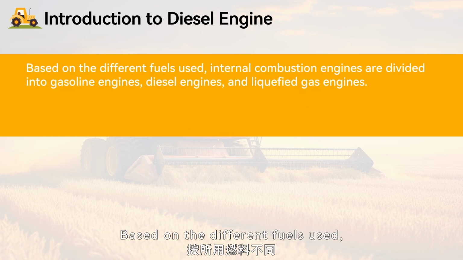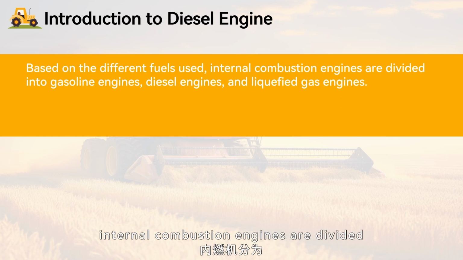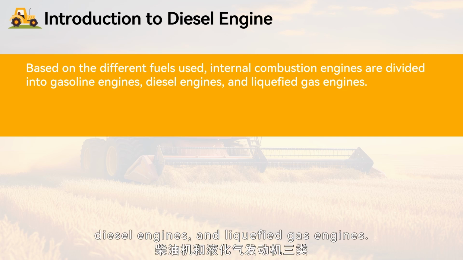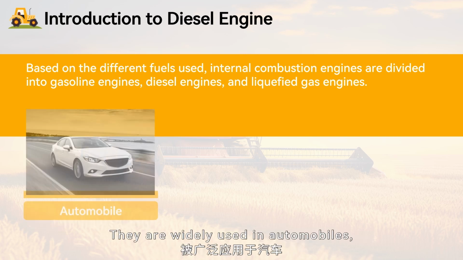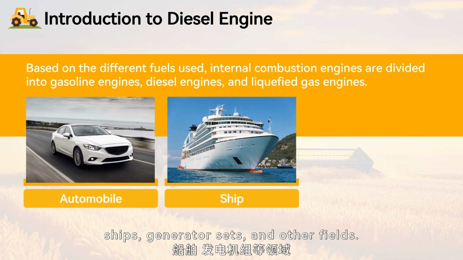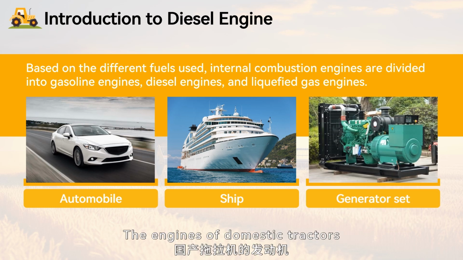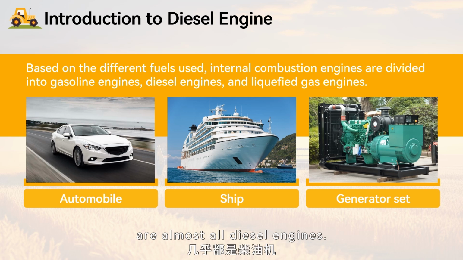Based on the different fuels used, internal combustion engines are divided into gasoline engines, diesel engines, and liquefied gas engines. They are widely used in automobiles, ships, generator sets, and other fields. The engines of domestic tractors are almost all diesel engines.